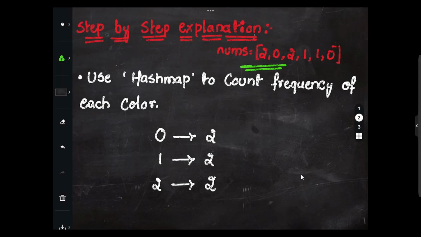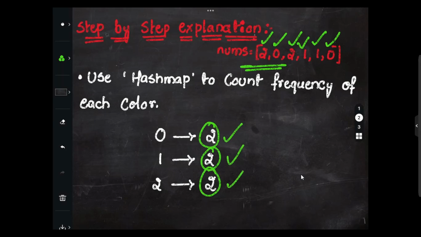We will use the hash map to count the frequency of each color first. 0 is present two times in the array, 1 is present two times in the array as well, and 2 is present two times in the array as well. See here, 0 is present twice, 1 is present twice, and 2 is present twice. Just keep this in mind.